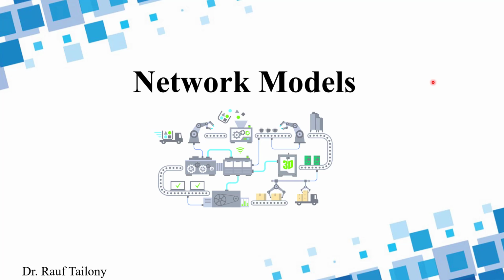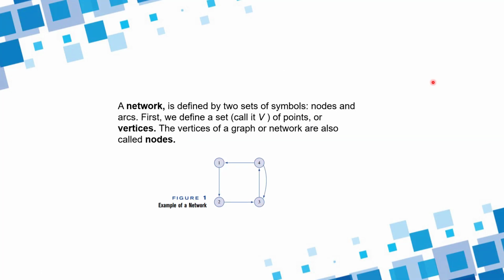A network could be a transportation network, a certain vehicle moving from point A to point B. It could be delivery services, it could be an airplane trajectory, it could be a production line, pallet motion through that production line, and all those details. So let's learn more about the network models within the operations research.